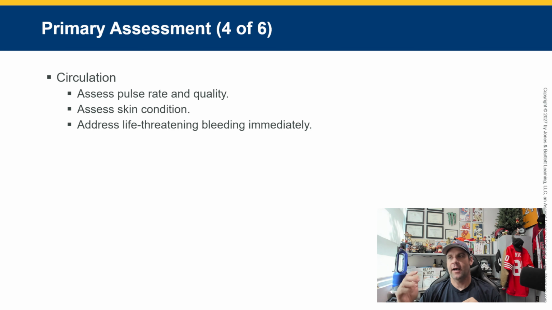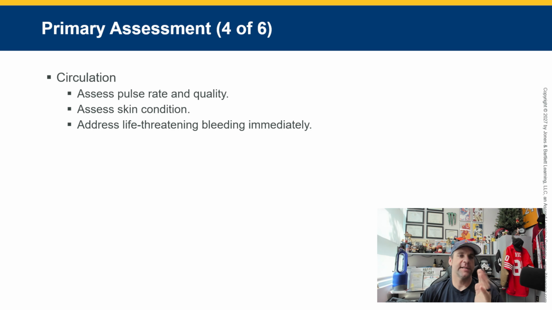Does it feel normal? What's the rhythm, and then what's the quality? So that's the strength. And again, you're just trying to see a little bit about it. Later on, you can have a partner take a full 60-second, or 30-second times two, check to get an actual rate. But right now, we just want to know, hey, is it fast? Is it there? How strong is it?